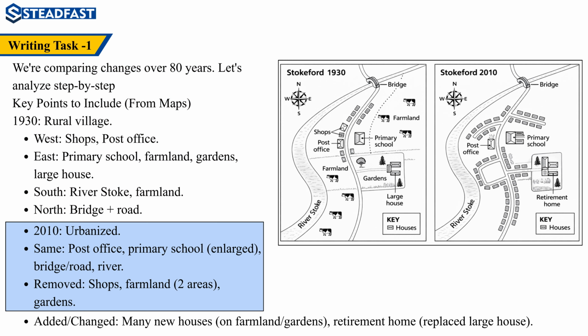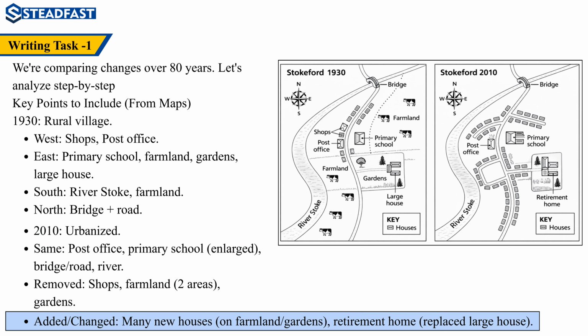Next, in 2010, it is urbanized. Now let's look into the same places like post office, primary school, bridge, road, river. And the next, the places which have been removed: shop, farmland, gardens. And the added or changed: many new houses, no farmland or gardens, a retirement home replacing the large house.